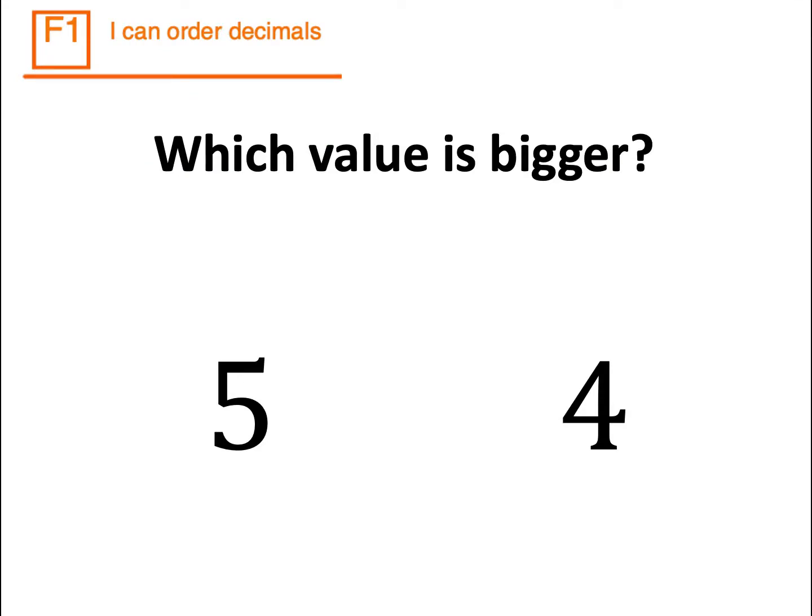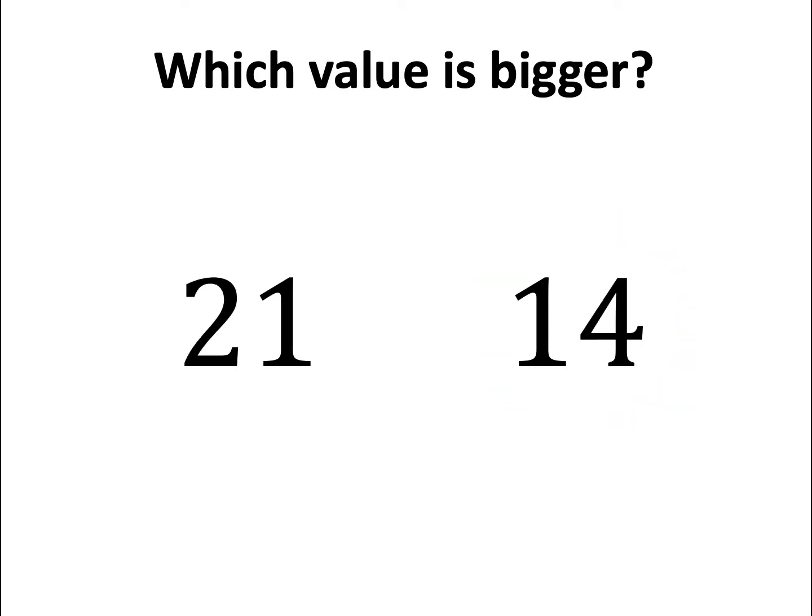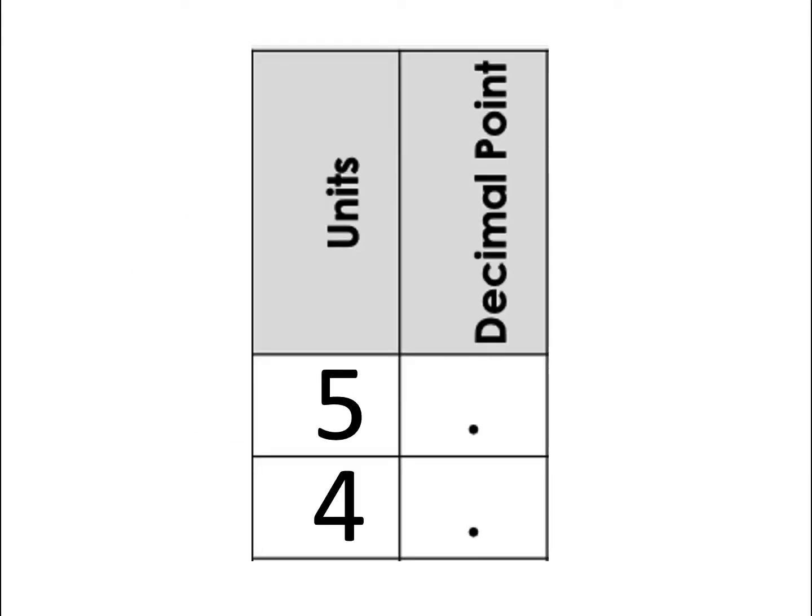Which number is larger, 4 or 5? Well, 5 of course. How about 15 or 14? 15 for sure. How about 14 or 21? It's 21. When identifying whether a number is larger or smaller, we are actually comparing place values.